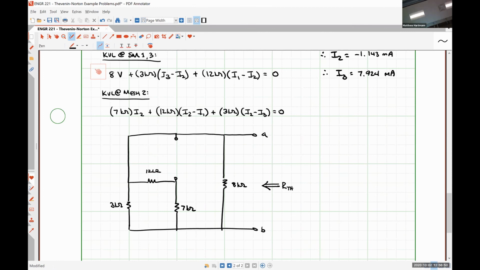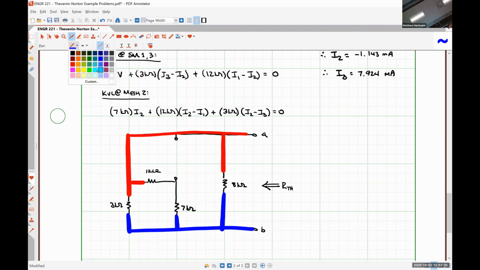So what's our equivalent resistance going to be, or how can we find it? So let's identify our nodes real quick. This guy is node A. This guy is node B. And then we got that one other node right here.